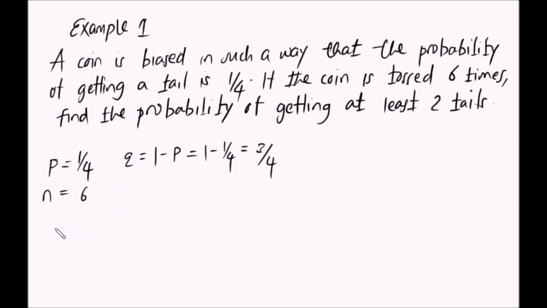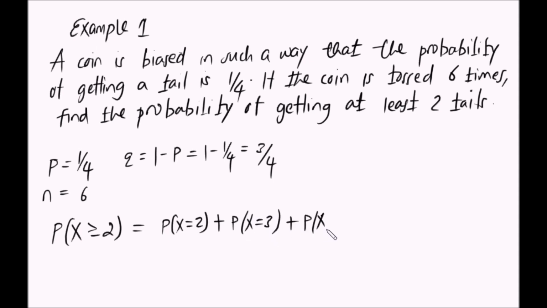Now it says find the probability of getting at least 2 tails. So at least means greater or equal to 2. So getting at least 2 tails, this will mean that upate ama upate 2 tails, au upate 3 tails, au upate 4 tails, au upate 5 tails, au upate 6 tails. So or ni union, ndio maana nikajumlisha.